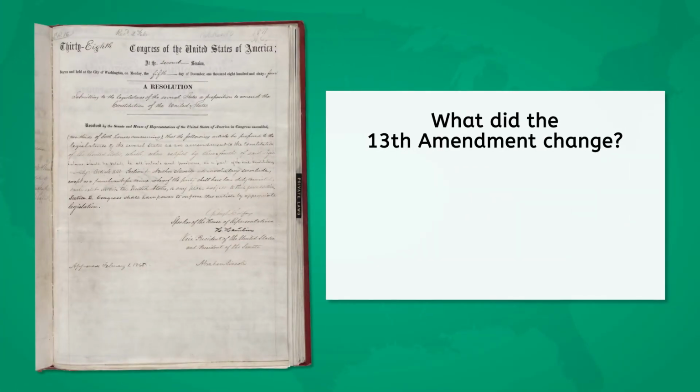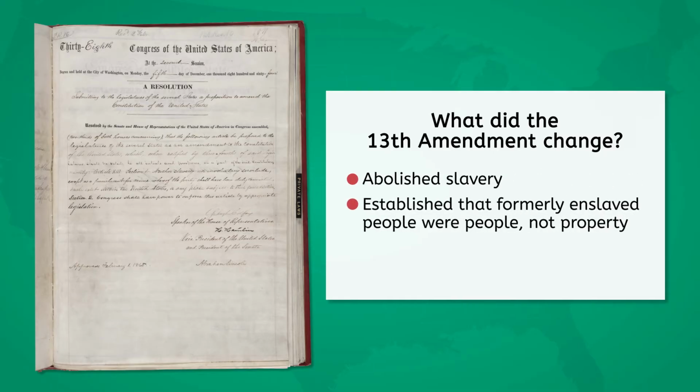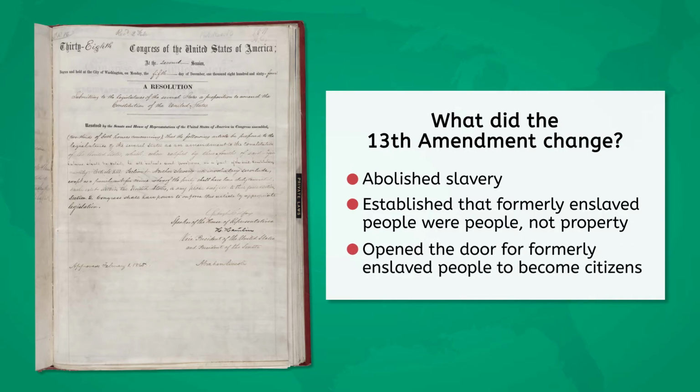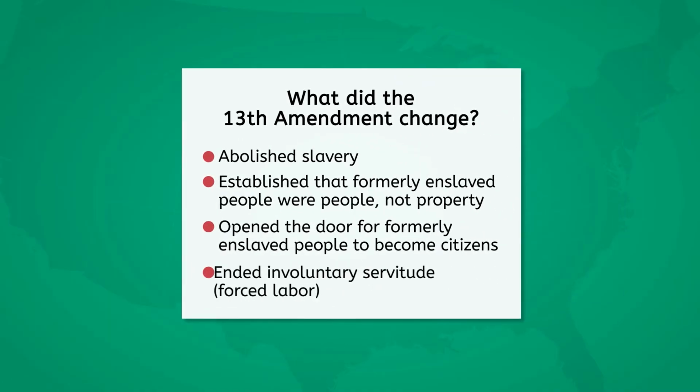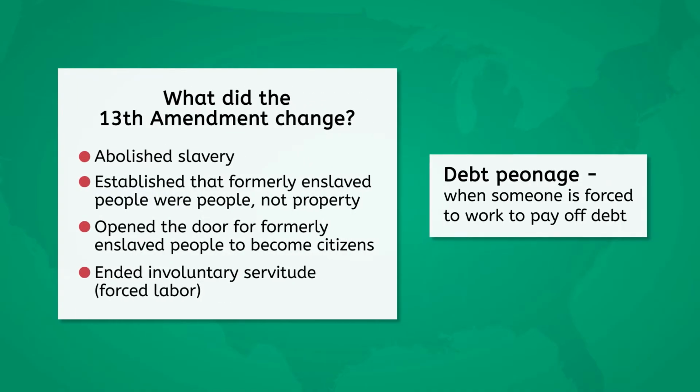What did the 13th Amendment change? First, it abolished slavery and established that formerly enslaved people were people, not property, opening the door for formerly enslaved people to become citizens. It also ended involuntary servitude, or forced labor, which usually took the form of debt peonage. This is when someone is forced to work to pay off debt, which could take years or even decades.